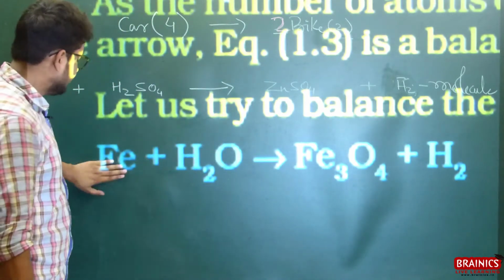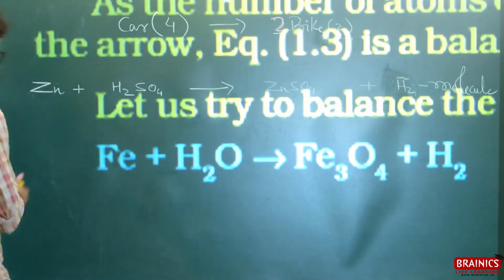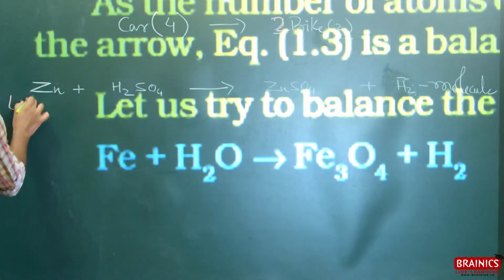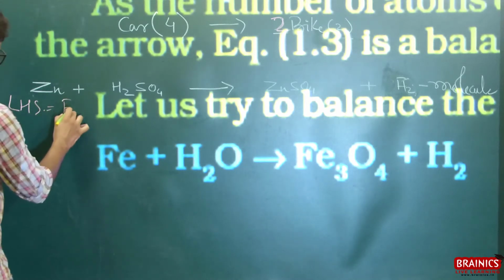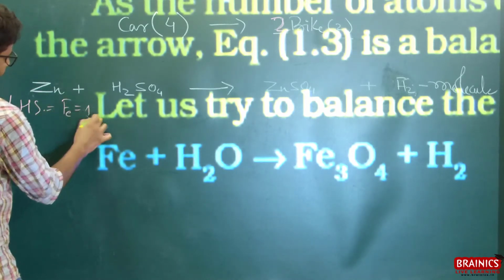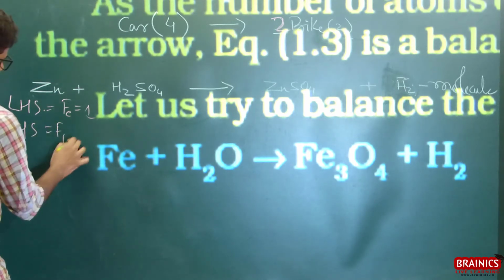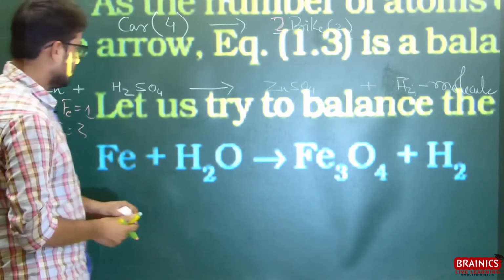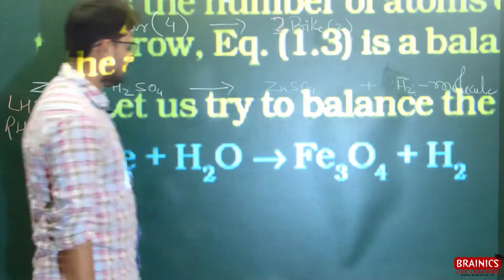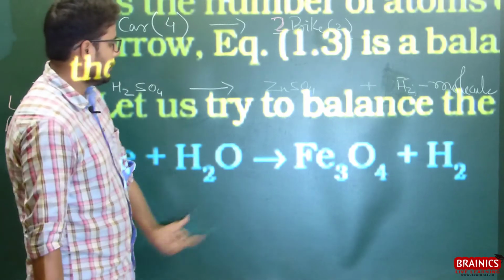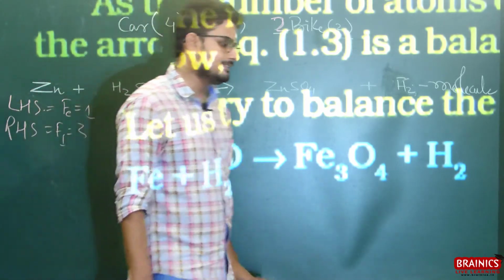Then see this side. How many Fe? 3 Fe are present. So let's count it. On the LHS, Fe is 1, but on the RHS, Fe is 3. What about hydrogen? Hydrogen is 2. Oxygen is 1 on one side and 4 on the other. So we will have to start balancing.